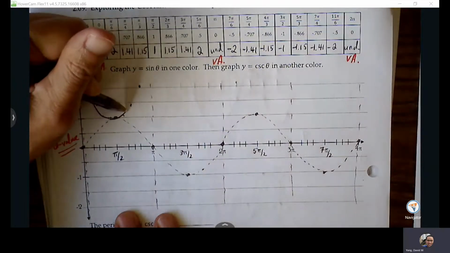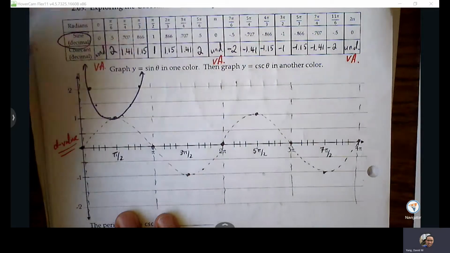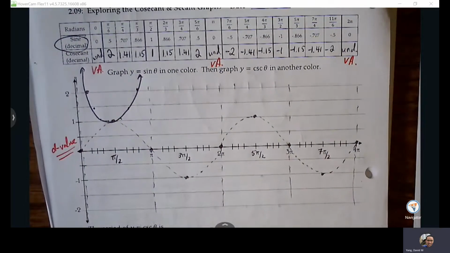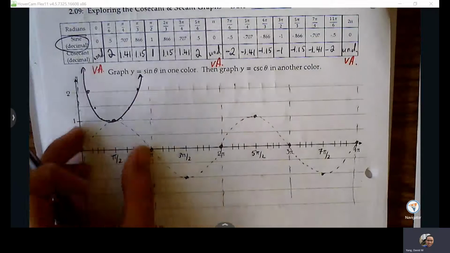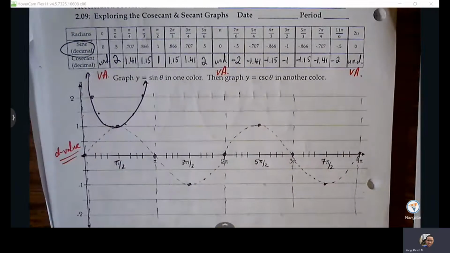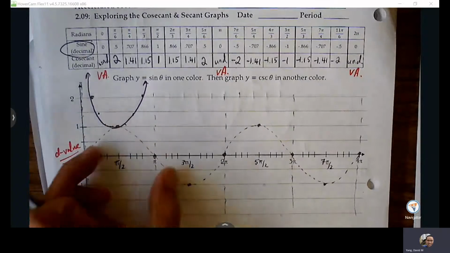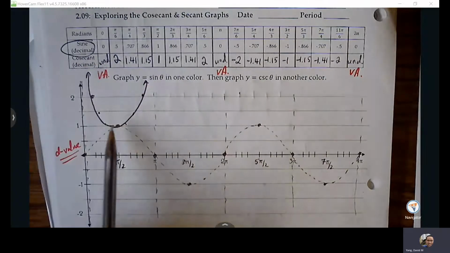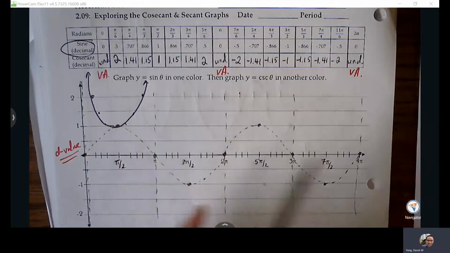In the shape of a what? Yeah, kind of a parabola, right? Yeah, U-shaped. So what's going to happen is this is basically what your cosecant graph looks like. It's basically between the asymptotes, and it is bouncing off of the peaks or valleys of your sine graph.